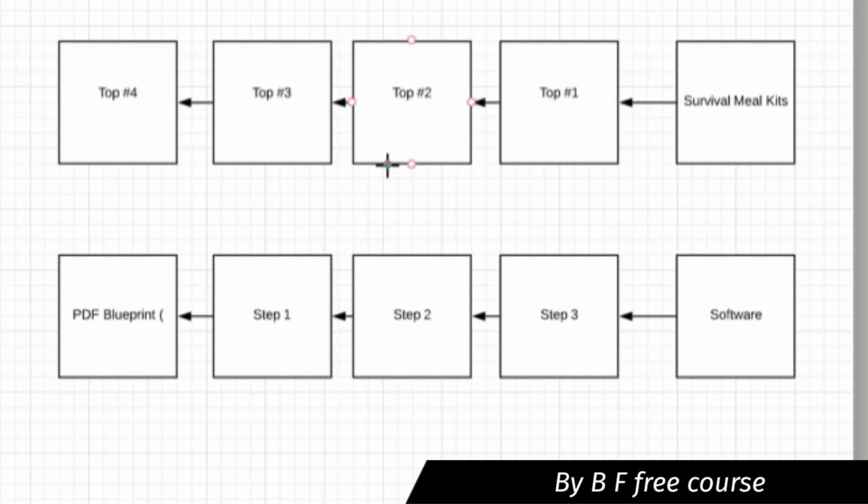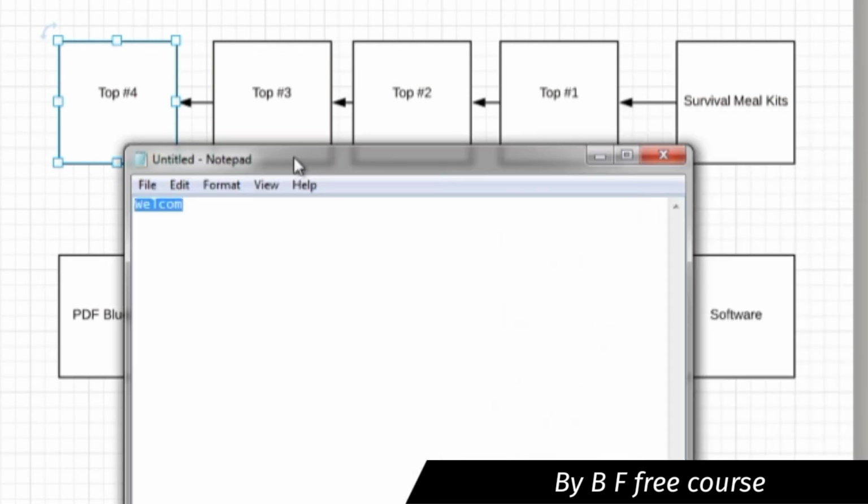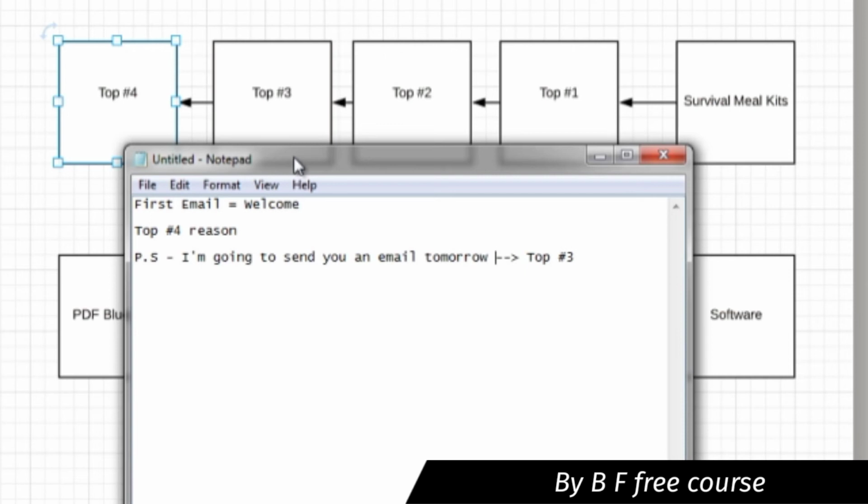Now, in a practical sense, what does that look like? If you start out, welcome to, let's say, Survival Meal Kits, the first email will be a welcome email. You want to make sure that you connect the emails. So at the end of the first email, where you talk about the top 4 reasons or whatever that looks like, you want to connect that somehow to top number 3. So you want to say something like, P.S. I'm going to send you an email tomorrow or the day after tomorrow or whatever on top number 3.